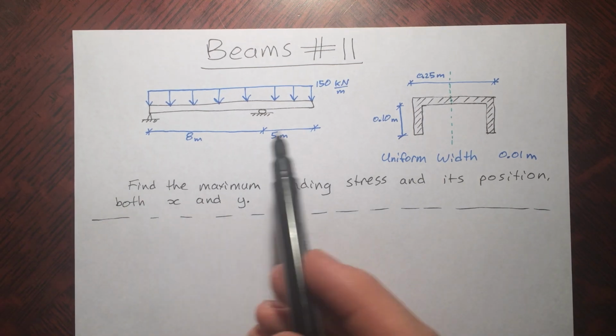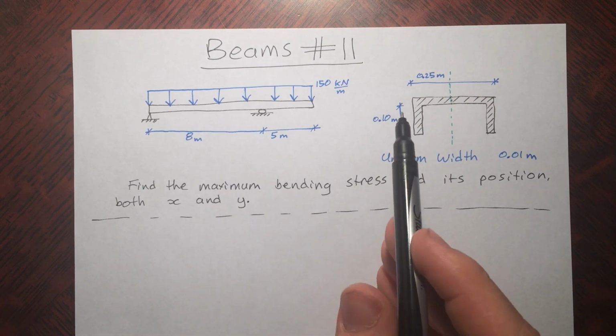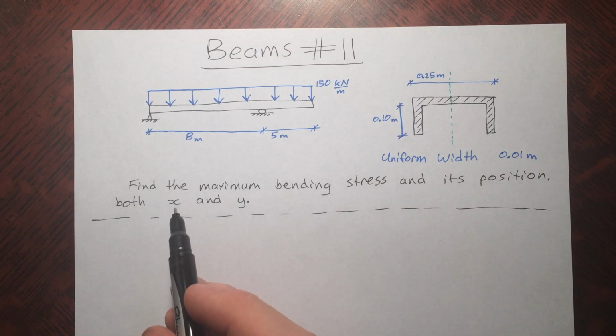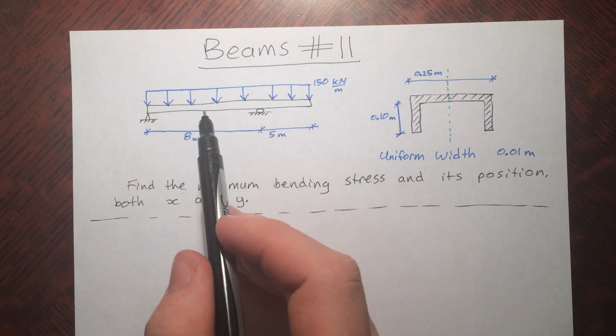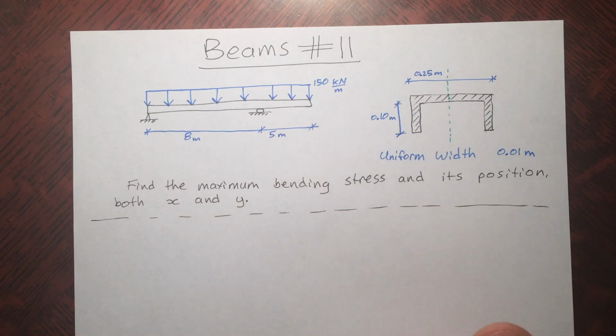This video I'm going to be solving this problem here. I'm going to be finding the maximum bending stress in this beam with this channel shaped cross section, and I'm going to find its position of the maximum bending stress, both x, so where it occurs, and y, so which point on the cross section here does it occur.